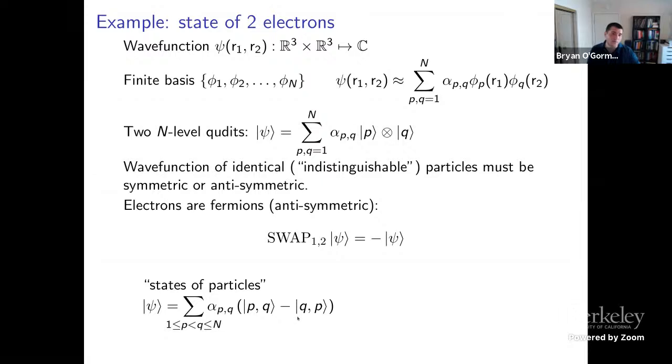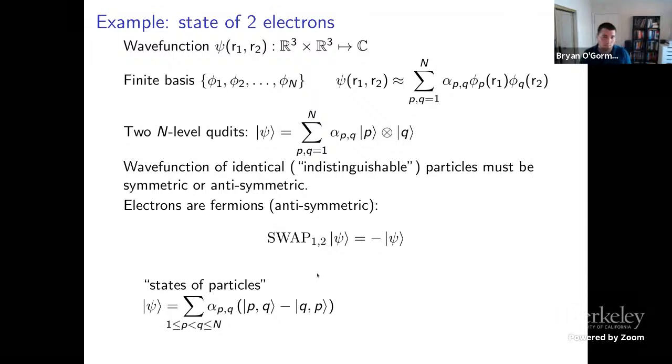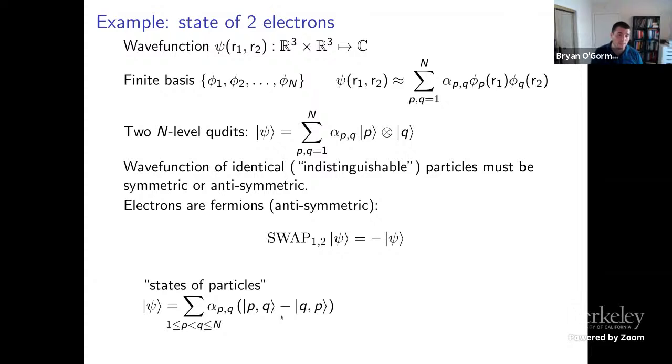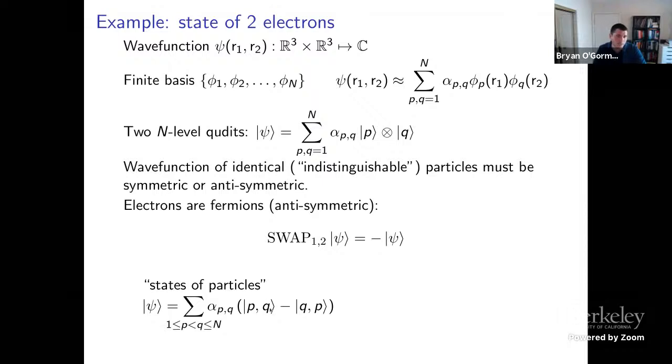And in particular, one implication of this antisymmetrization is what's called the Pauli exclusion principle. The idea that 2 fermions, 2 electrons, cannot occupy the same state. So for example, here, if P is equal to Q, these 2 things cancel out. And so the only non-trivial parts of this superposition are those where the electrons are in distinct states.